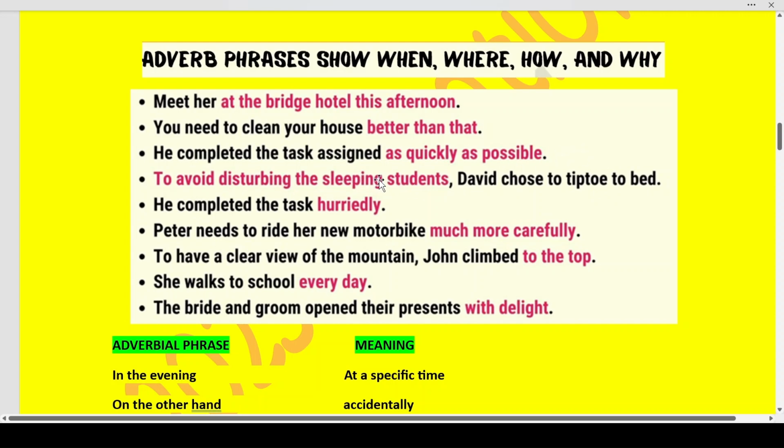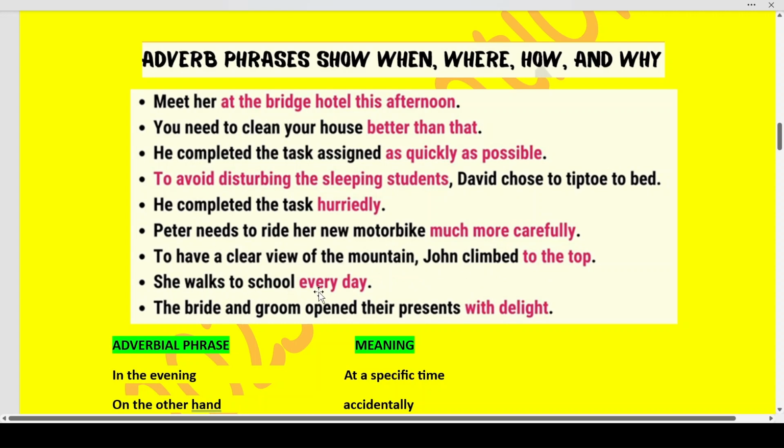Can you see, students, that these sentences in red are the adverbial phrases which are answering questions like when, where, how, and why. He completed the task hurriedly. How did he complete the task? Hurriedly. Peter needs to ride her new motorbike much more carefully. How? It is answering the question how. To have a clear view of the mountain, John climbed to the top. Where did John climb? To the top.